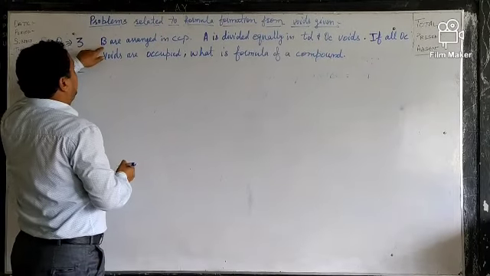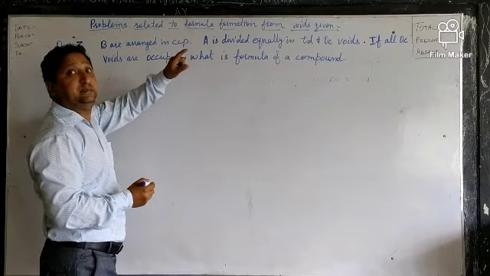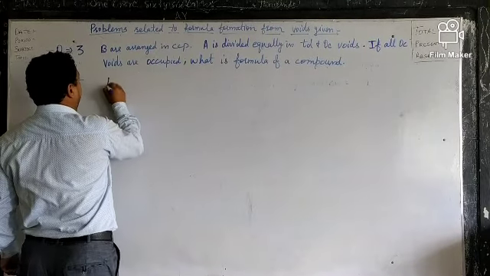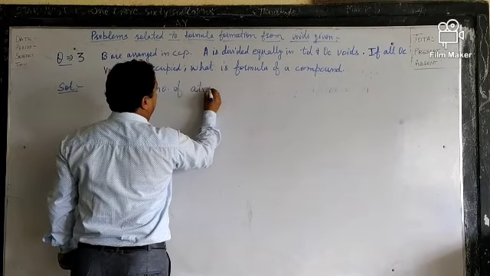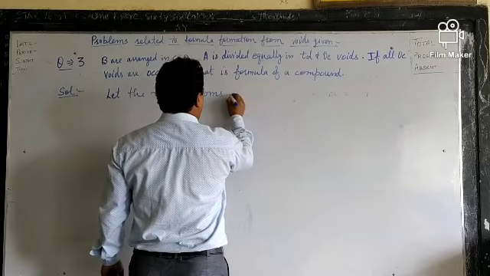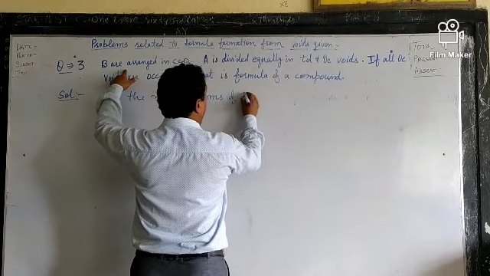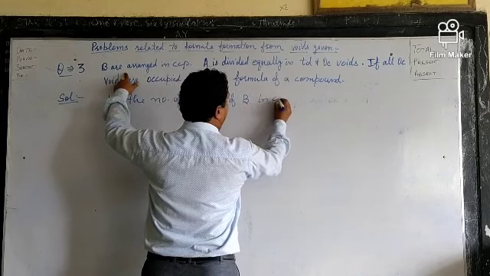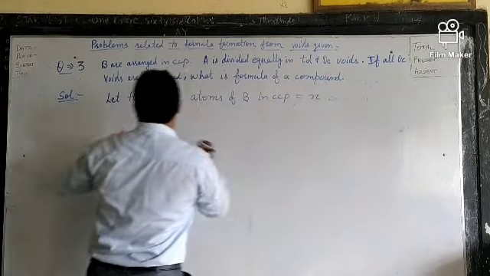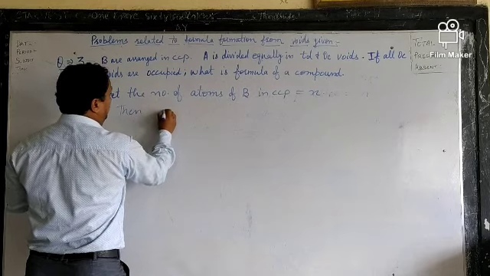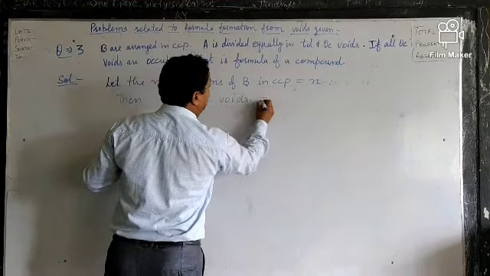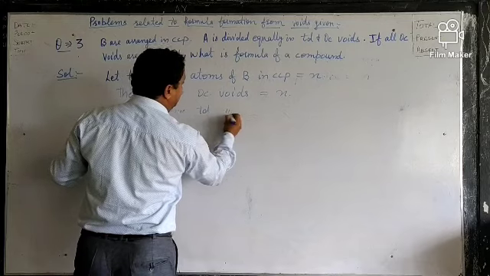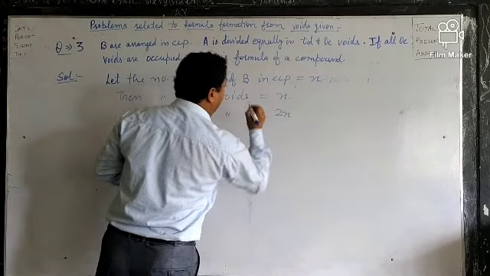What are we given? B atoms are arranged in CCP. So again the same. Let the number of atoms of B in CCP be equal to n. Then the number of octahedral voids is equal to n, and the number of tetrahedral voids is equal to 2n.